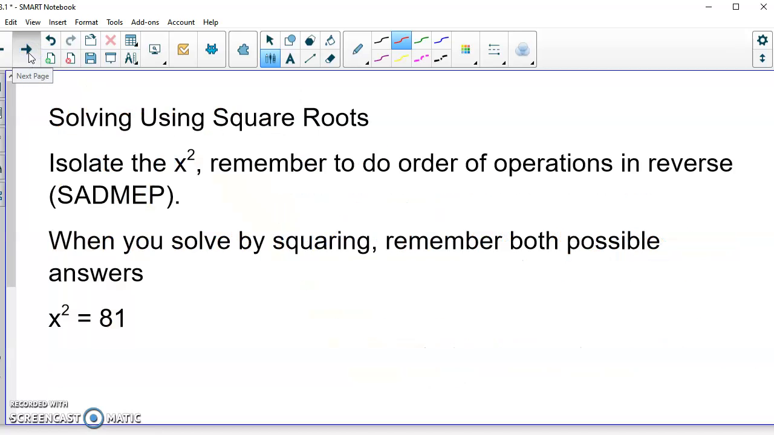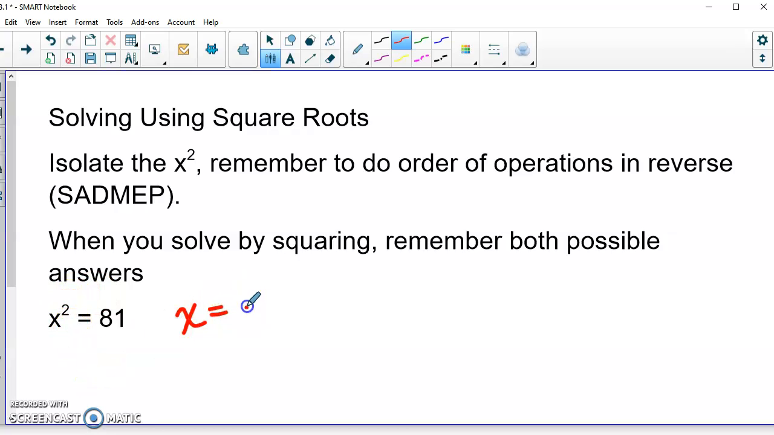So a little reminder of how we solve. When we are solving equations, remember we do order of operations in reverse. We get x isolated somehow by using those math skills that we've used in solving other equations. So before we start solving a lot of different equations here, I'd like us to just look at this one. We've got x squared equals 81. And I want you to think about what x would this equation be true for?